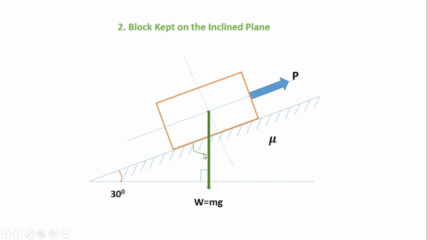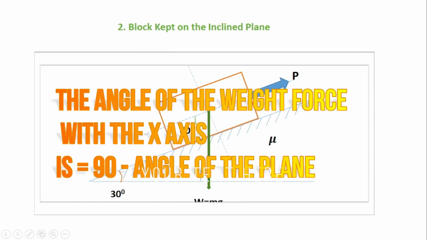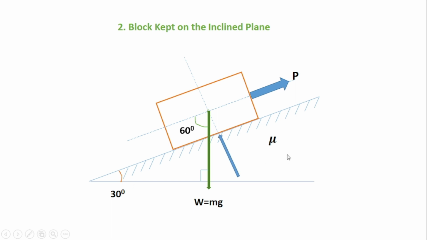Now this angle calculation is very important. For that you can consider this triangle. So one angle in this triangle is 90 degrees, the second is 30 degrees. So this angle is 90 minus 30 degrees, so it is equal to 60 degrees. Same angle here we can represent. So this angle is equal to 60 degrees and this angle is equal to this angle, 30 degrees. So here we can assume that the angle of the weight will be 90 minus 30 degrees. So just remember this point, the angle of the weight force with the x-axis is equal to 90 minus the angle of the plane. Then show the normal reaction, it is along the y-axis.